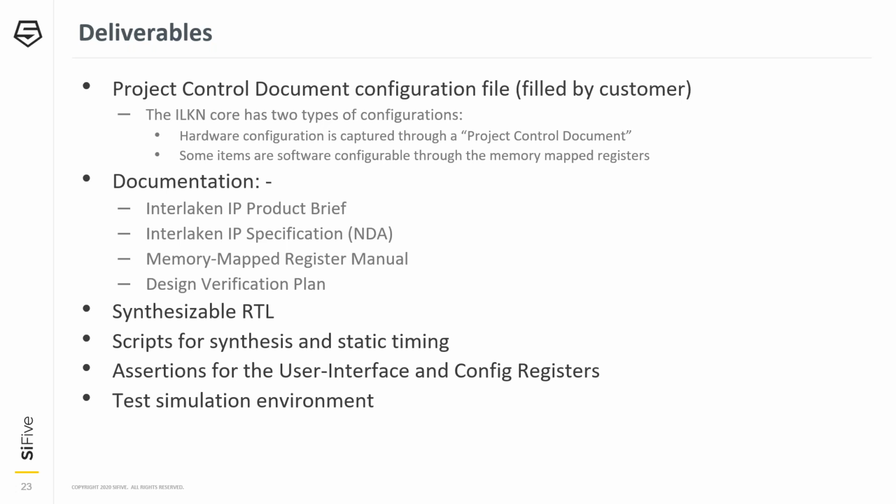Along with the core, what you get is the Interlaken IP specification, of course, the product brief, the memory map register manual, the design and verification plan, synthesis scripts and static timing scripts, assertions for the user interface and config registers, and the test simulation environment.